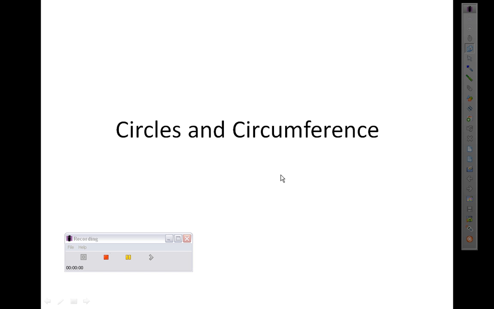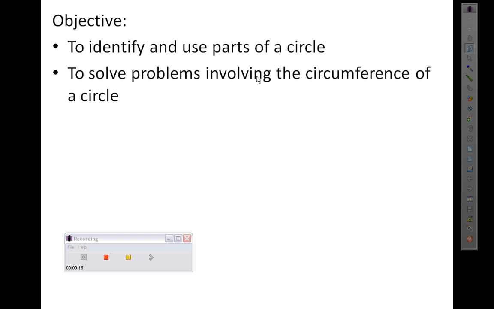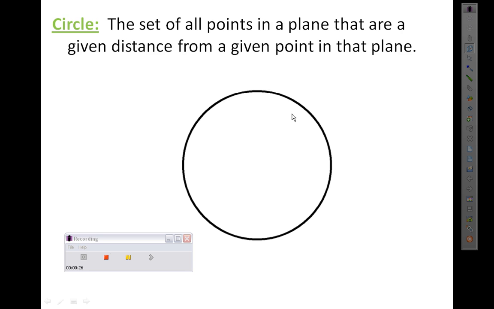Today we're going to be looking at circles and circumference. We've talked a lot about circles in the last couple of weeks up to this point, and we've talked about circumference as well. So a lot of today's stuff will go pretty quickly. Here's our objective: to identify and use parts of a circle. Again, we're already pretty familiar with a lot of parts of a circle, and then solve some problems involving the circumference of a circle.